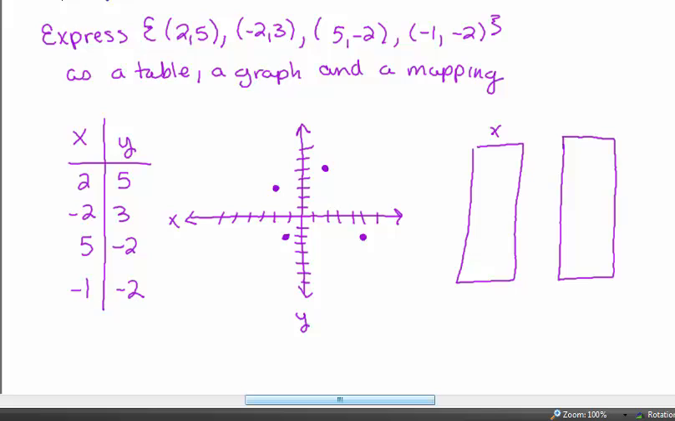And actually we can label this, and instead of calling it X and Y, we can call it domain and range, just to get used to doing that. So I have a 2, a negative 2, a 5, and a negative 1 on my X's. And then for my Y's, I have a 5, a 3, a negative 2, and another negative 2. But remember, we only write them one time when we do a mapping. And then I draw arrows to show the relationship.